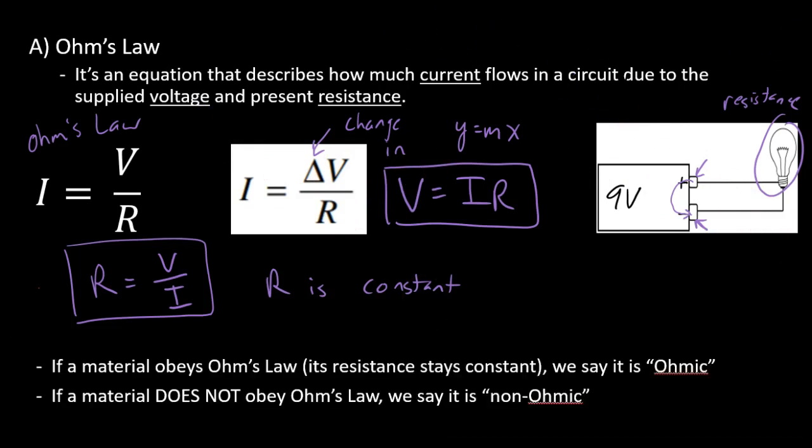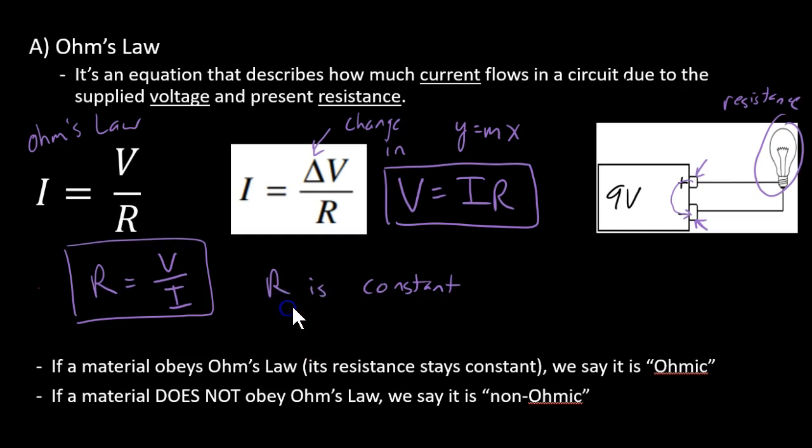Some things follow Ohm's law, but not everything. There are instances where R, or this ratio, is not constant. For example, increasing the temperature of a material can sometimes change R. Sometimes the materials themselves have different R values.